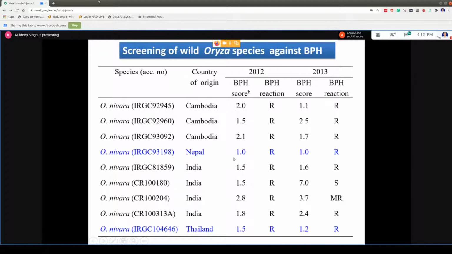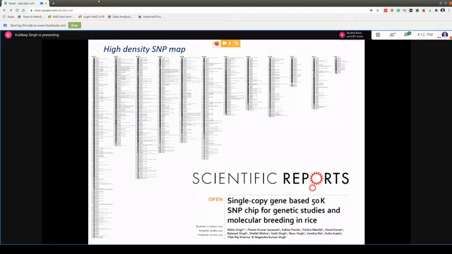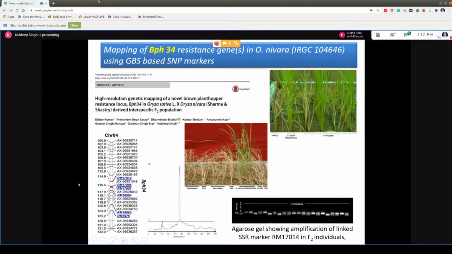I'll give you one example up here, this one. In fact, it took us almost 10 years to identify a very closely linked marker to the XL38 gene. But when we were working with BPH, by that time Dr. N.K. Singh had already published this paper on high density SNP. So we used this information before they actually published it. We knew that they were doing it. Thankfully, they provided us all the data before publication, and using that, we could map this gene, and this gene has been designated as BPH34.